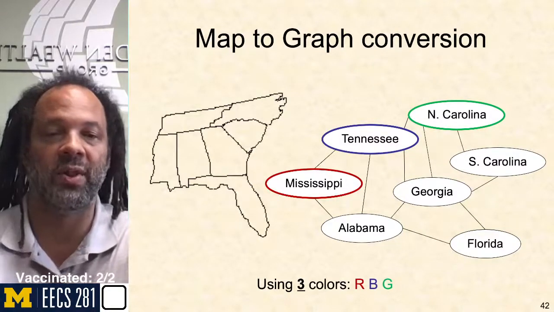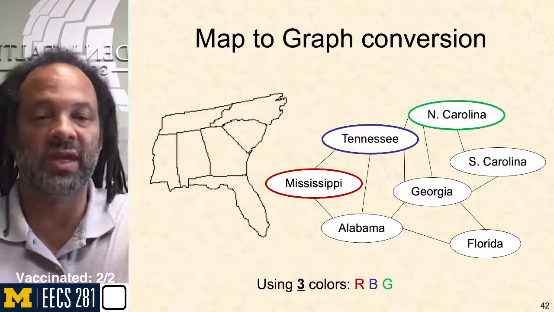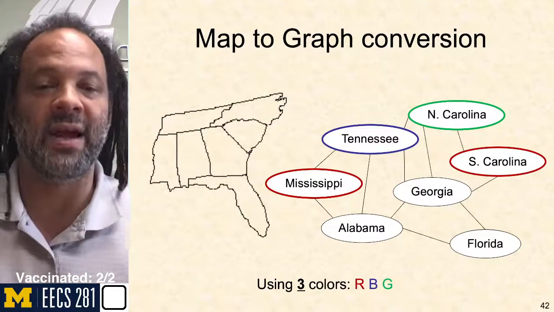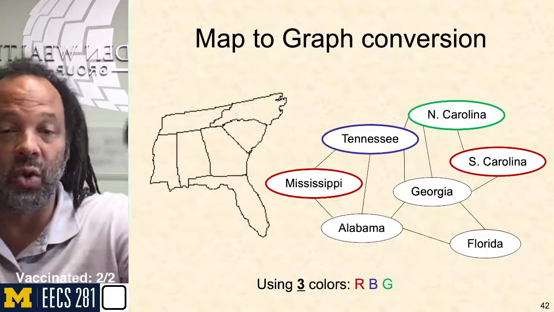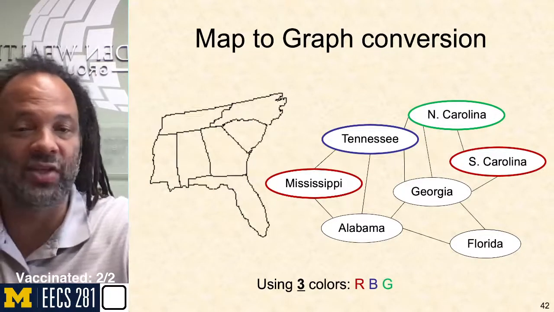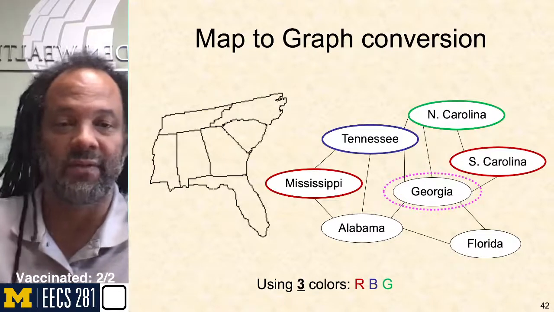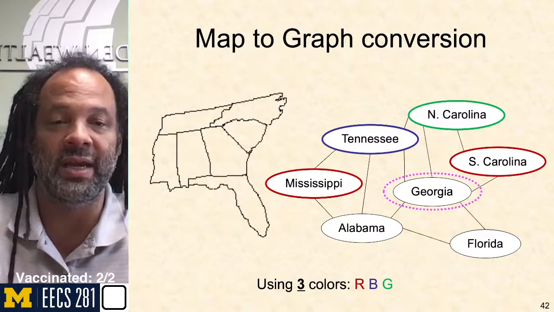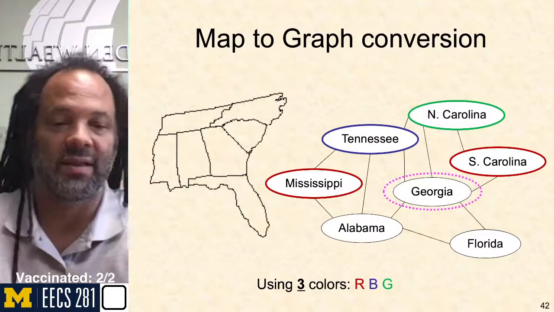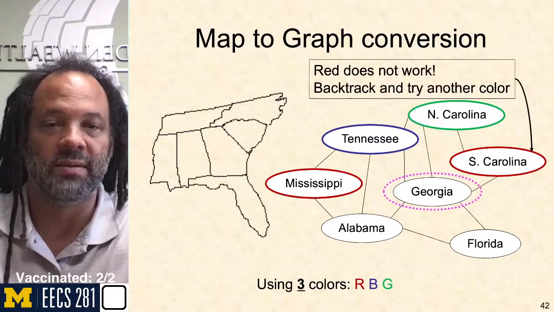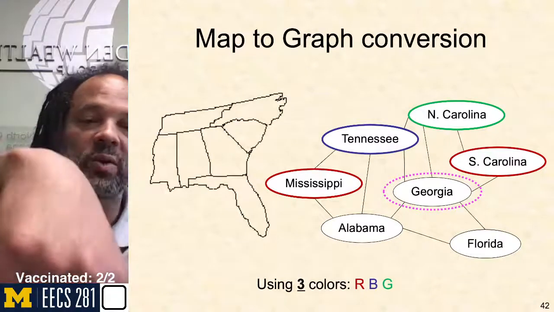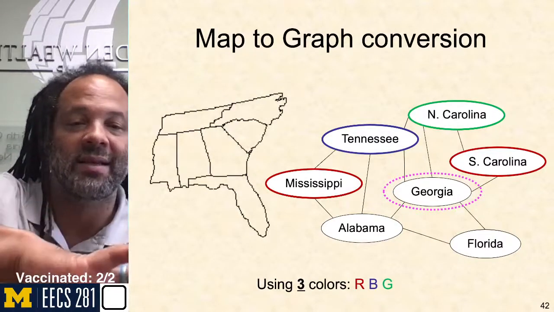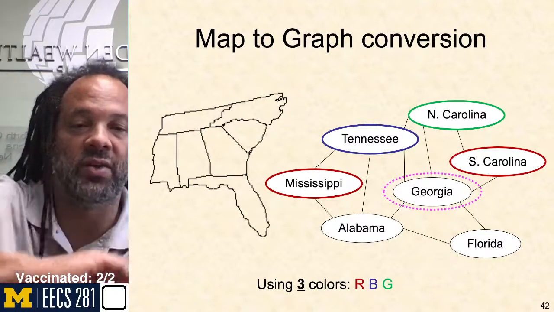Now when I go to South Carolina, though, I don't have orange, so I'm just going to reuse red. Red is fine there. North Carolina, South Carolina adjacent, different colors, no problem. When I go to color Georgia, however, Georgia, remember, is adjacent to all of these things. So if I try to put Georgia in there as green, it's adjacent to North Carolina. That doesn't work, right? When I try to put Georgia in there as green, it goes back and says, well, I can't color Georgia green. It's adjacent to North Carolina that's green.